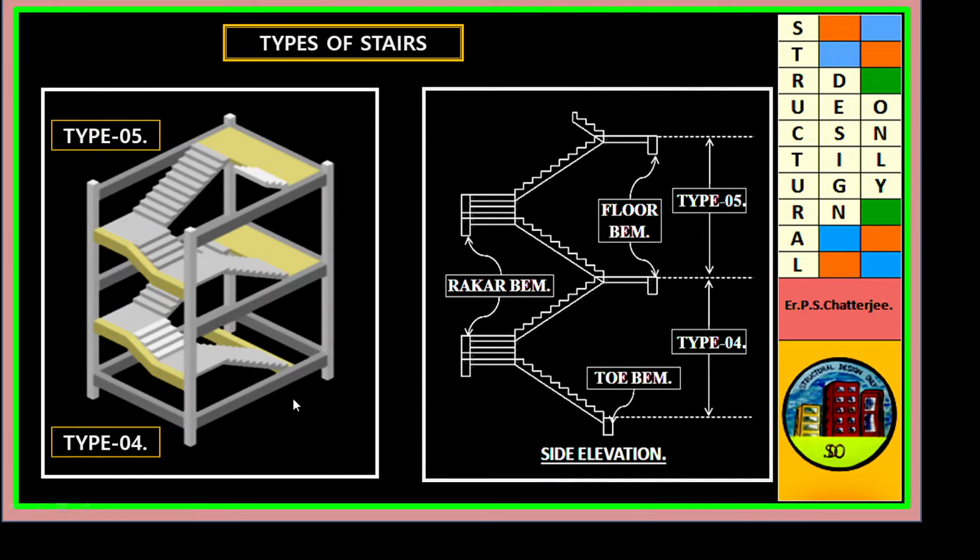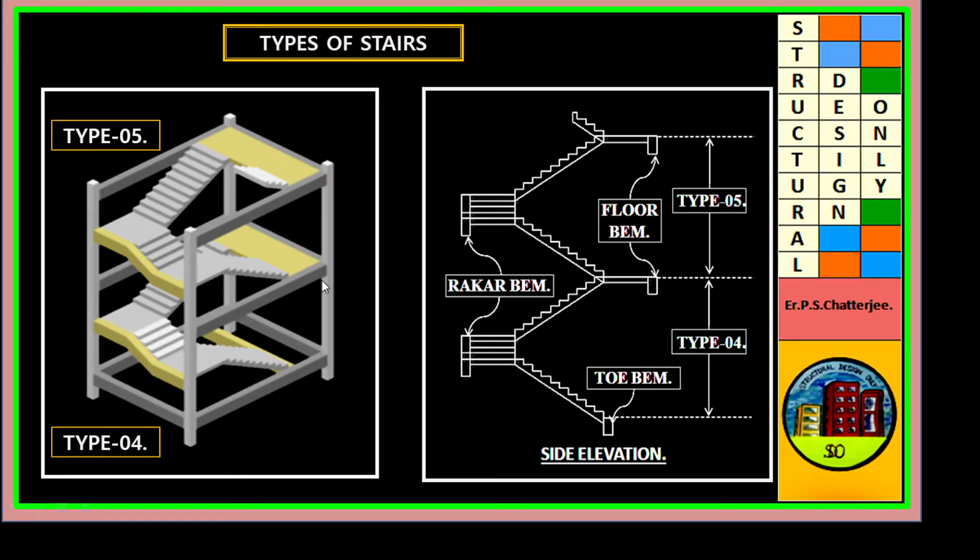Type 4, three-fold stair. Here for ground floor to first floor it is type 4. First support is here, second support is here. For second flight, the support is this landing and this landing. And for third flight, we have a support here and at floor level.